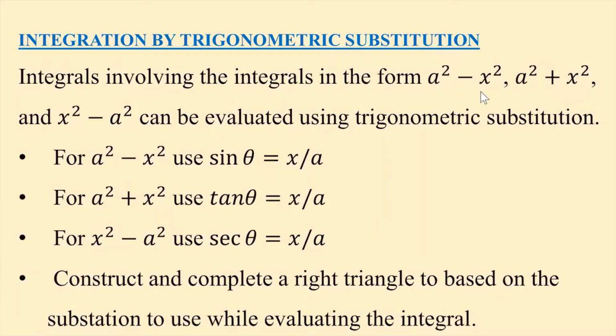So if you have any integral in these three forms, a squared minus x squared, or a squared plus x squared, and x squared minus a squared, then we can use trig substitution. And here we have the quick note for that. If you have a squared minus x squared, then we use sine theta equal to x over a, which is the same as x equal to a sine theta if you multiply on both sides by a. That means in this one, the substitution will be x equal to a sine theta.